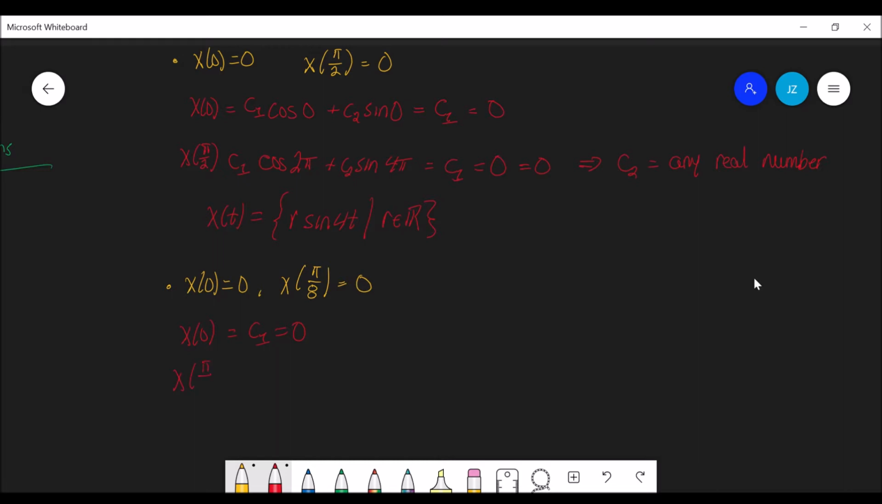X of pi over 8. So we get c1 times the cosine of 4 times pi over 8, which is pi over 2, plus c2 sine of pi over 2. Cosine of pi over 2 is 0, sine of pi over 2 is 1, so this is just c2, and that has to equal 0. So for this boundary condition, c1 has to be 0, and c2 has to be 0. So now we have a single solution. The only solution is x of t equals 0.